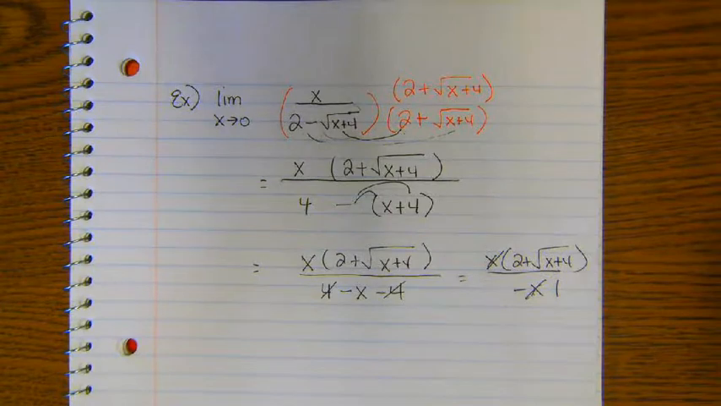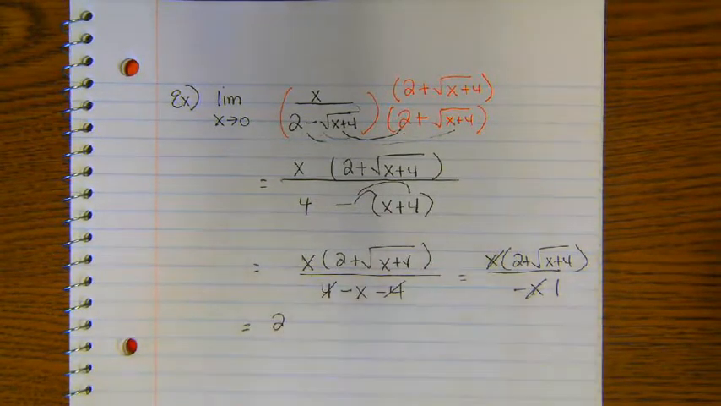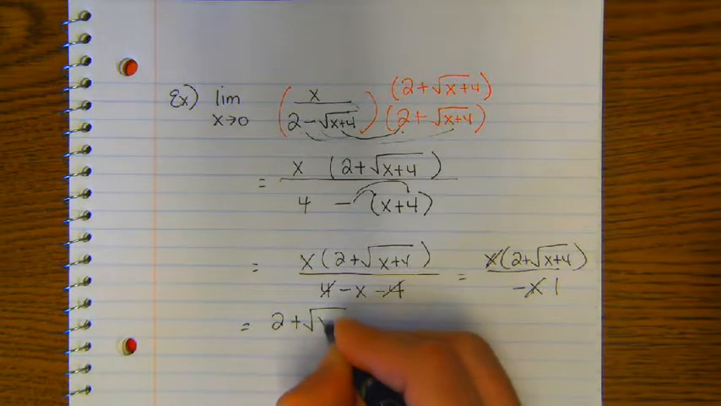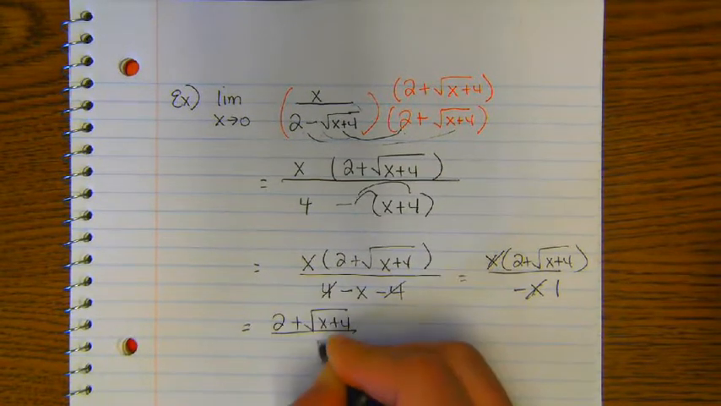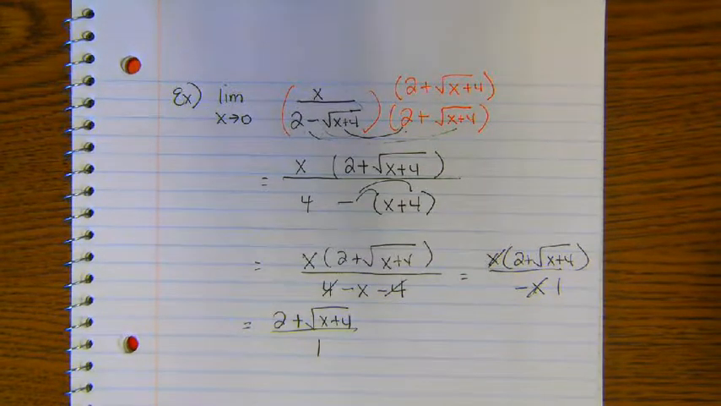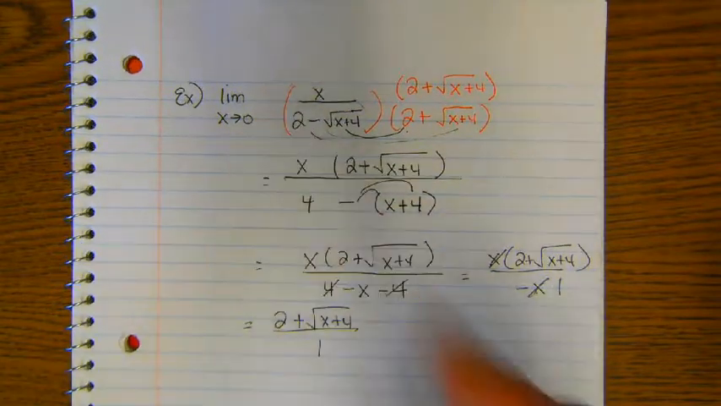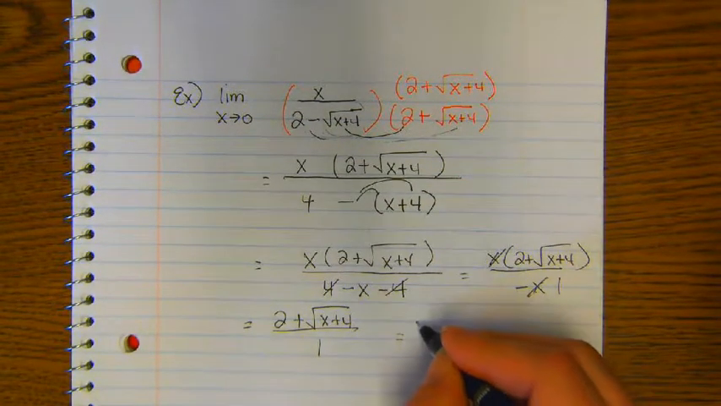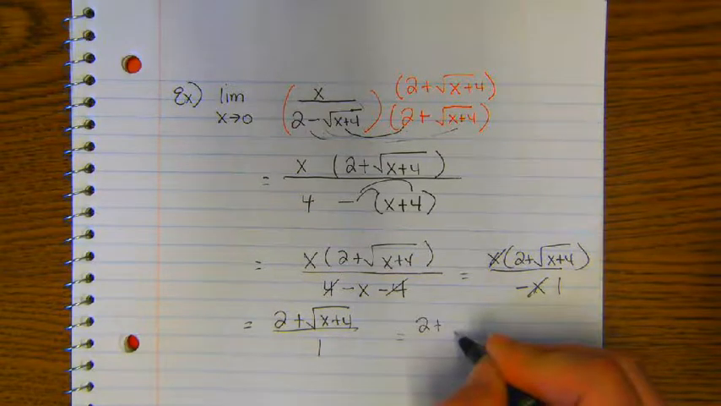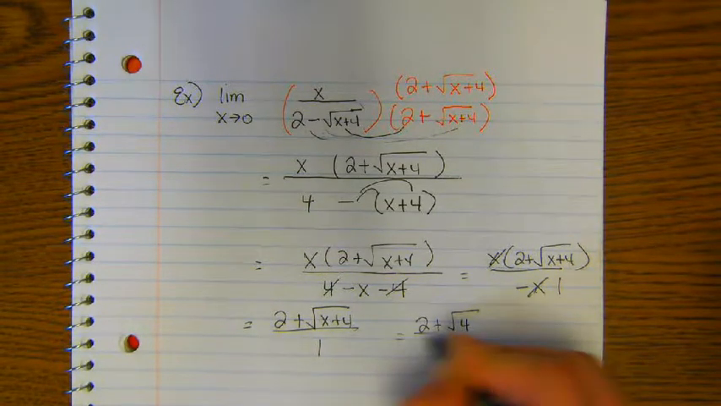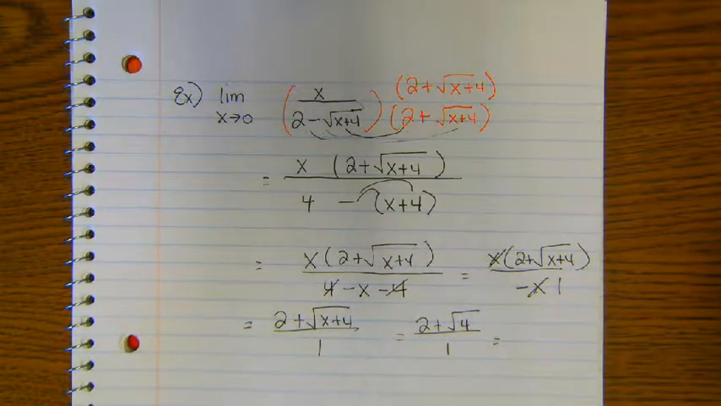Now can I put in 0 and get a number? I can. So now I plug that 0 in, and we evaluate it. This is 2 plus 0 plus 4 is 4. The square root of 4 over 1.